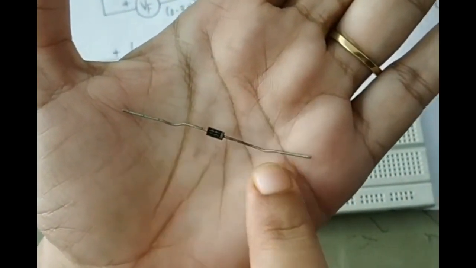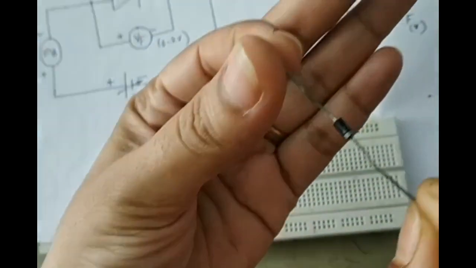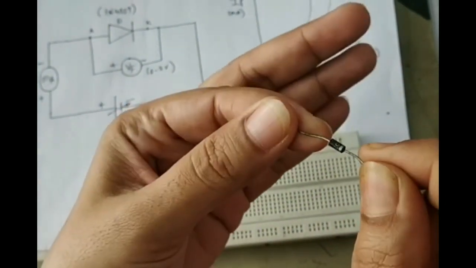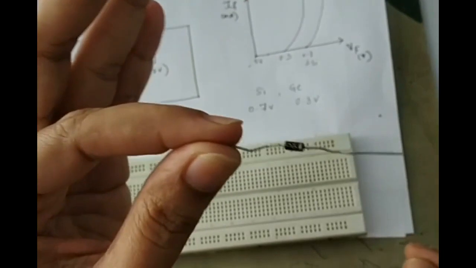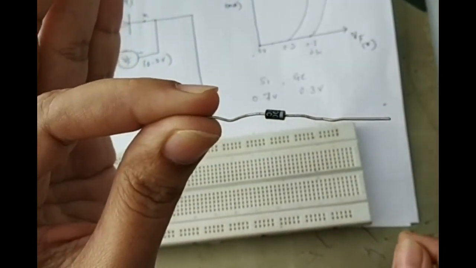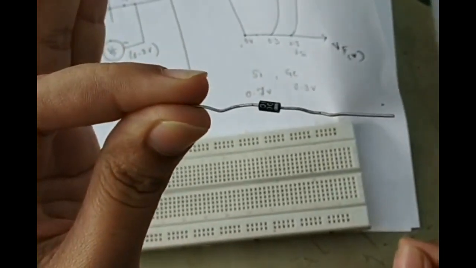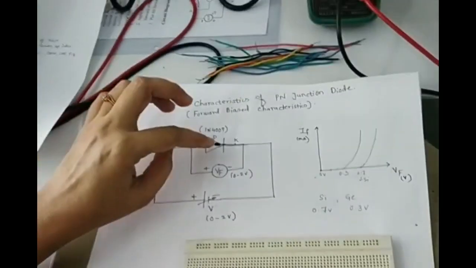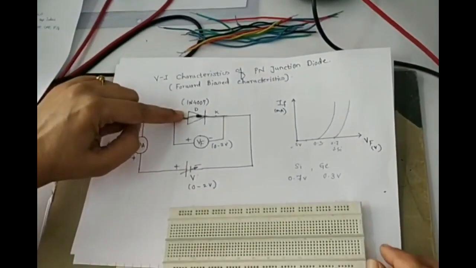You can see there are 2 terminals, and the name of this diode is written here: 1N4007, which we are using in our lab. So this is the actual diode. See, now this is your diode. So the anode black portion and silver ring you have to connect like this.